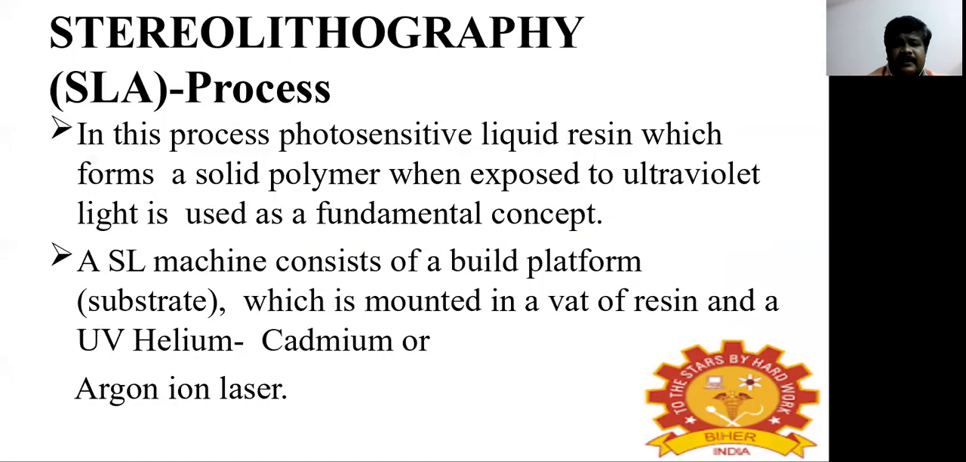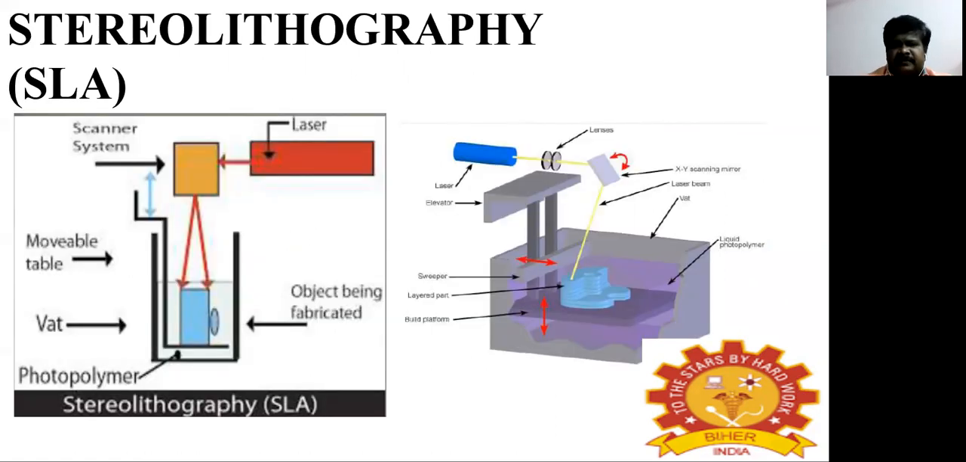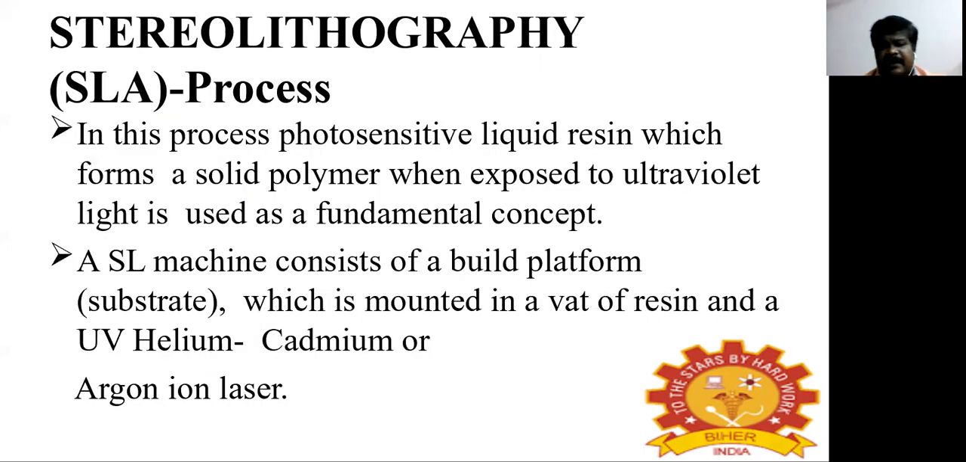Here the process mainly uses a photosensitive liquid resin, which will form a solid polymer. You can see here, that resin will form the solid polymer when we expose it to UV light. That is the fundamental concept in the SLA process.